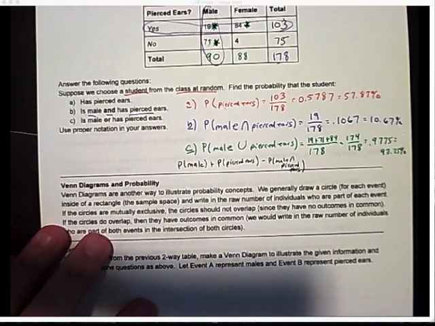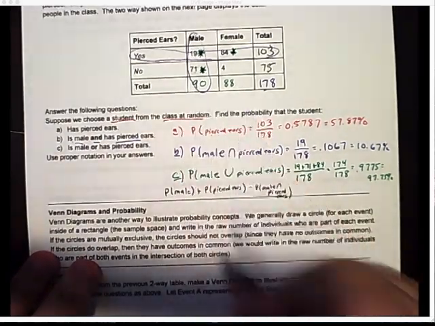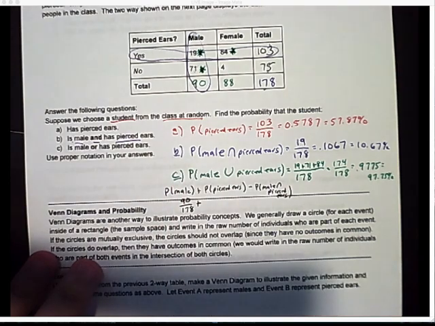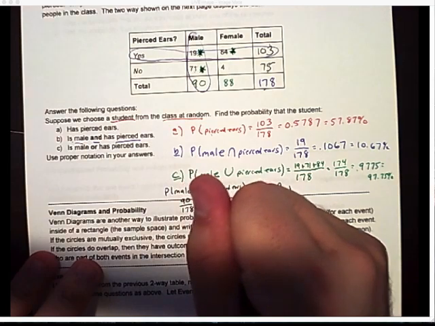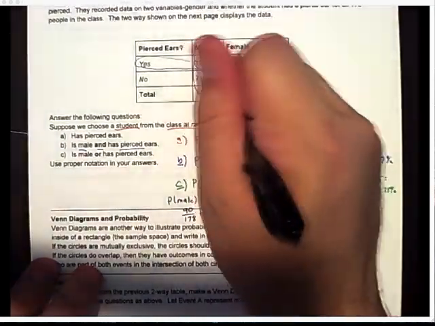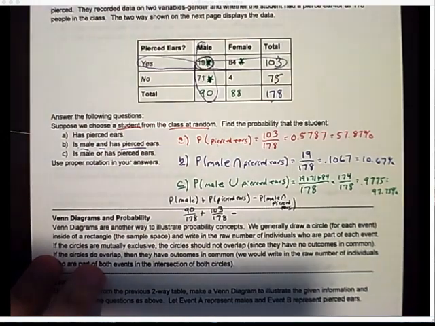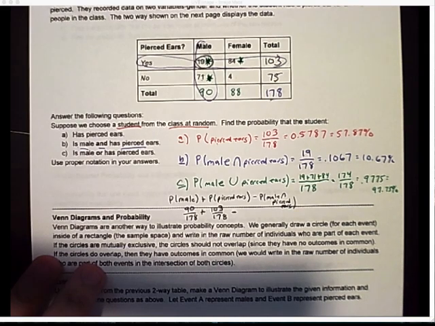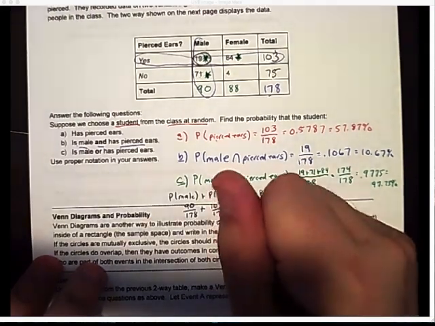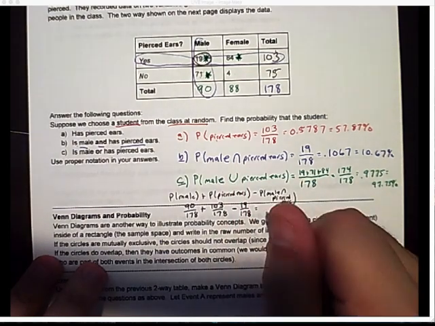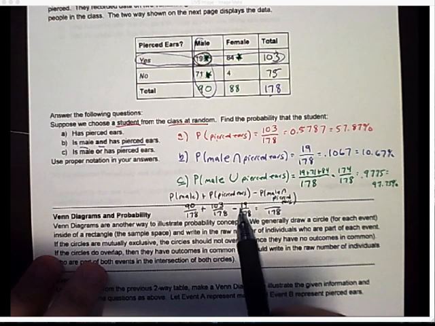So if you did it this way, well, how many males do we have? The probability of being male is 90 over 178. The probability of having pierced ears is 103 out of 178. But the problem is I've double counted these 19 people. Okay, I have double counted those. All right, so I have to subtract it. So 19 over 178. All right, so if you do that, this is the harder way in my opinion.